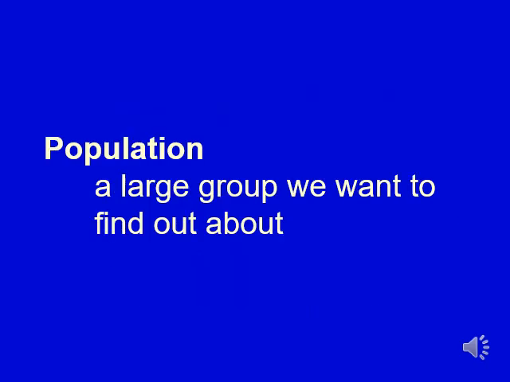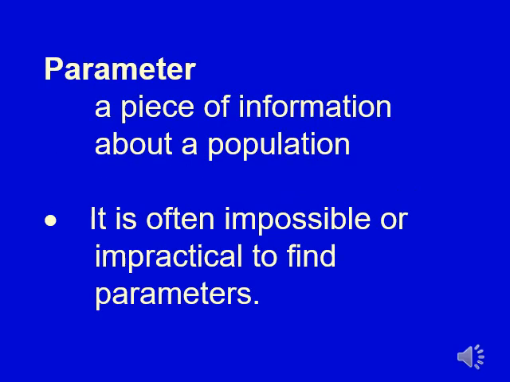We're going to look at 4 other terms today, and those are population, parameter, sample, and statistic. A population is just a big group that you want to find out about. Notice it does not have to be a group of people. You could have a population of deer, or Snap-on could have a population of toolboxes. You could have a population of potato chips. It's any big group that you want to find out about.